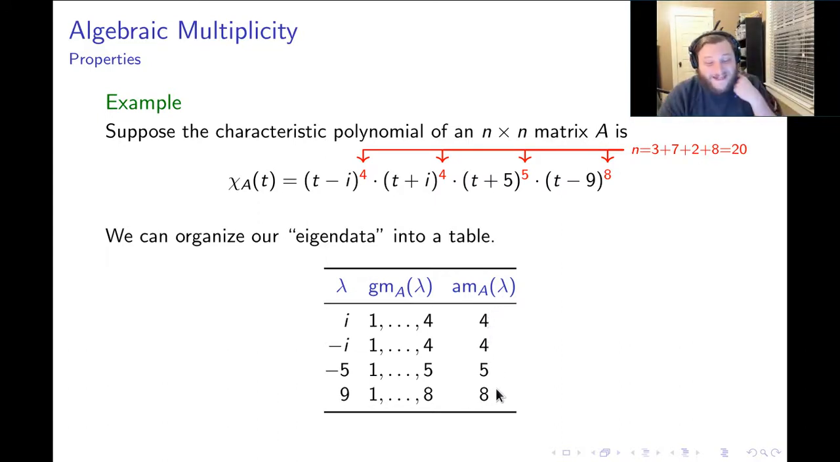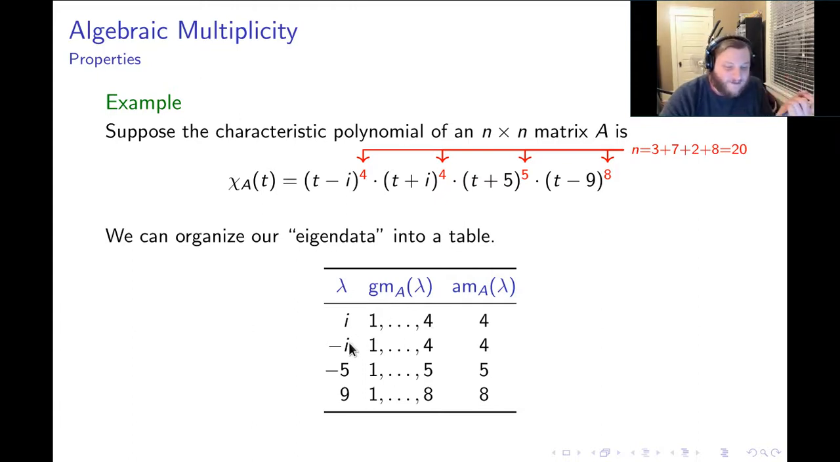And now we could ask the question, what are the geometric multiplicities of these eigenvalues? And this is actually an open question. All we know is that the geometric multiplicity is somewhere between 1 and the algebraic multiplicity, but without knowing the matrix, there's not much more we can say here. So since the algebraic multiplicity of lambda equals i is 4, all we know is that the geometric multiplicity of i is some number between 1 and 4.